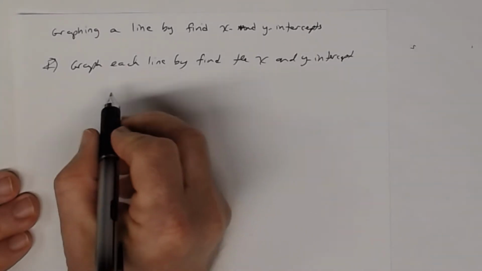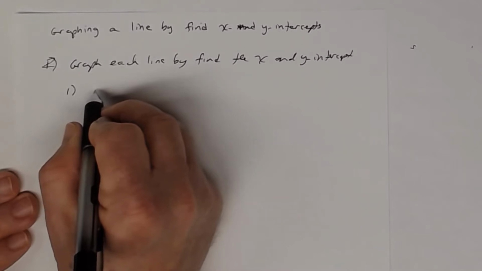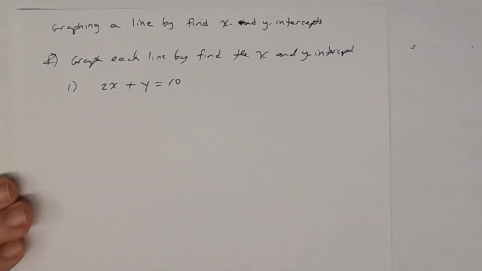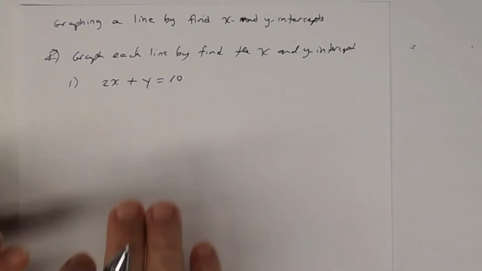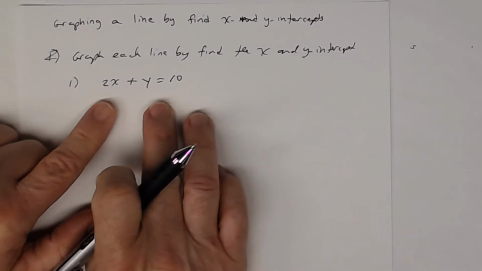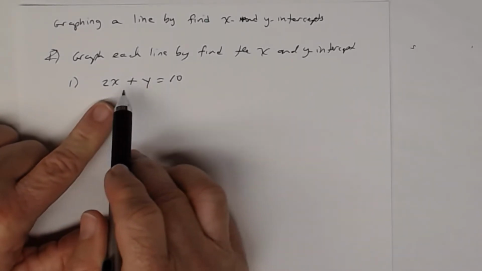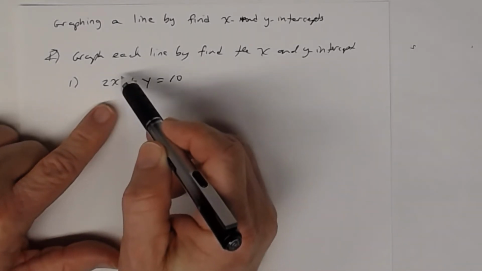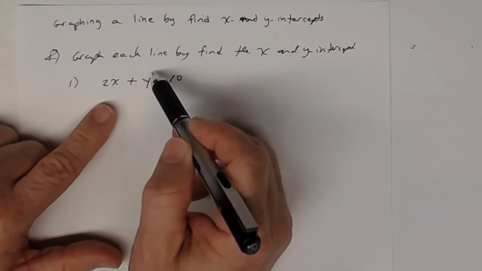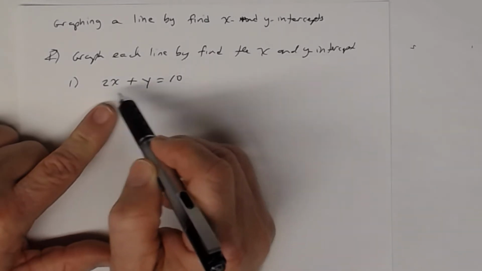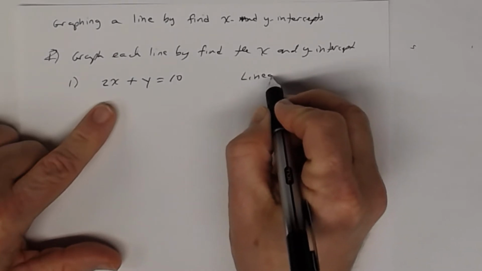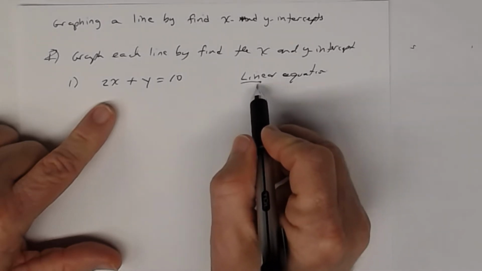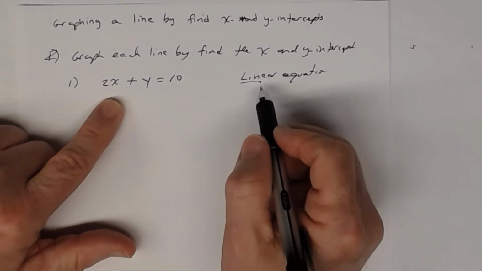Now watch how simple this is. Number 1, we have 2x plus y equal 10. I have this equation of a line, and notice I have 2 variables. That's always the easy kind. I want you to notice the exponents: x to the first, y to the first. So that's a linear equation, and in the word linear, you see the word line. So if you were to graph this equation, it would be a line.